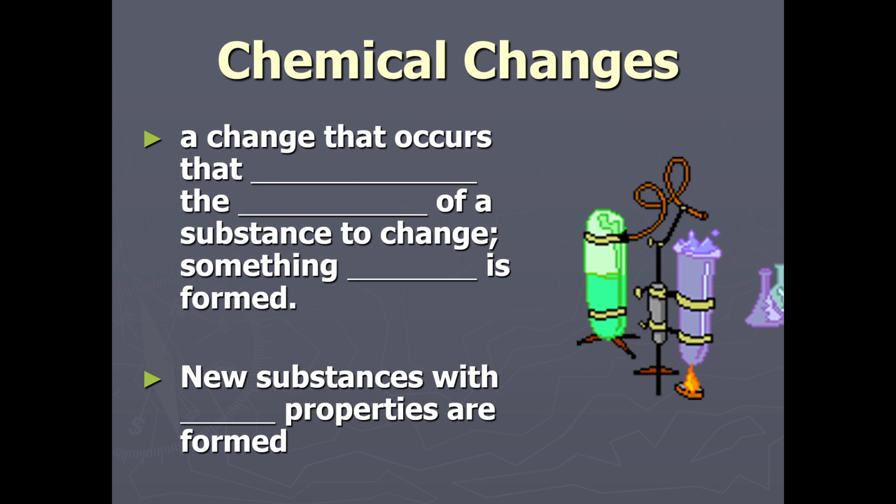A chemical change is a change that causes the identity of the substance to be changed. Something new is formed. And Michael and Thomas, y'all lift y'all's heads up. So when a chemical change occurs, something new is being created. New substances with new properties are formed.